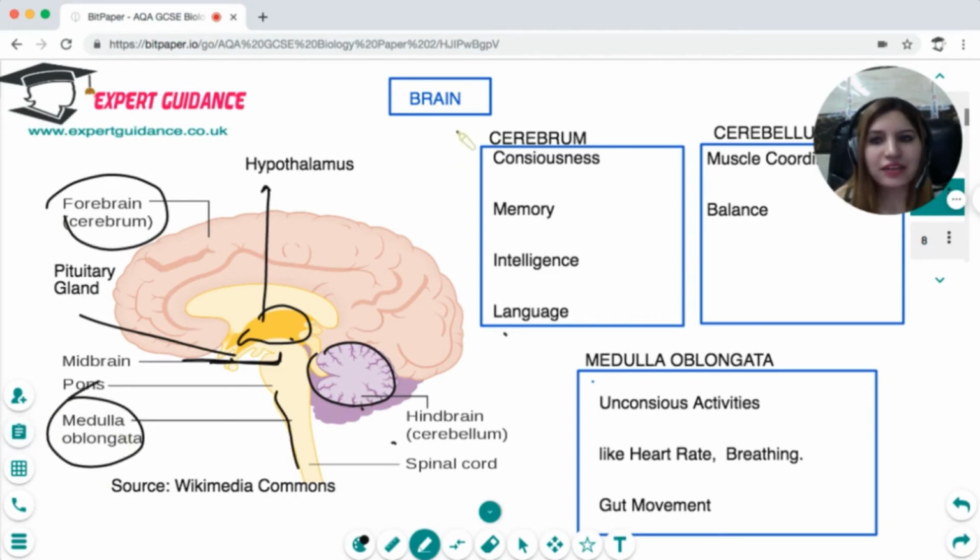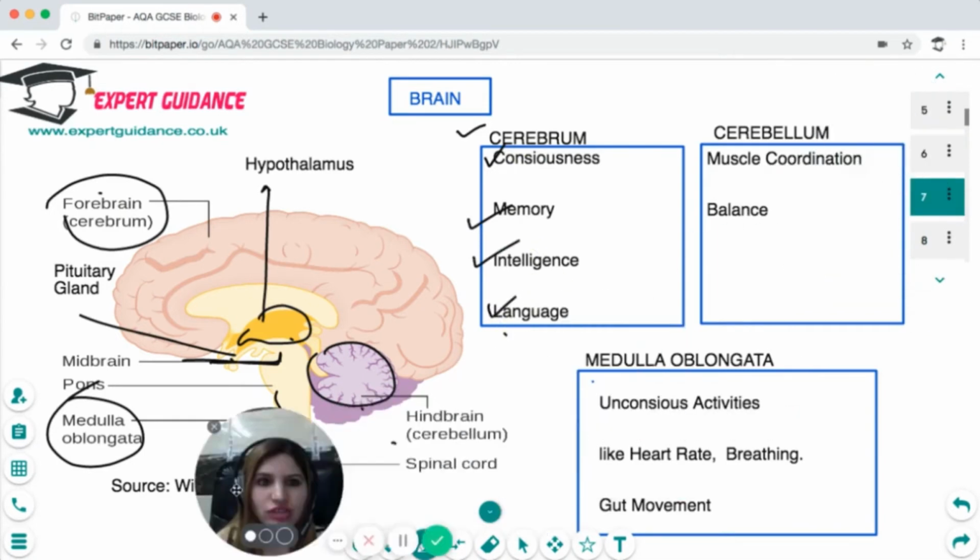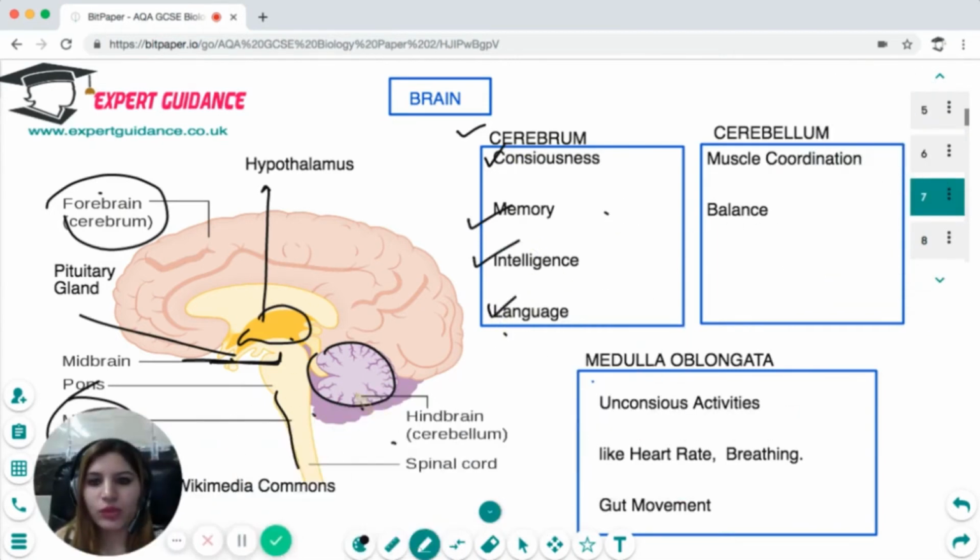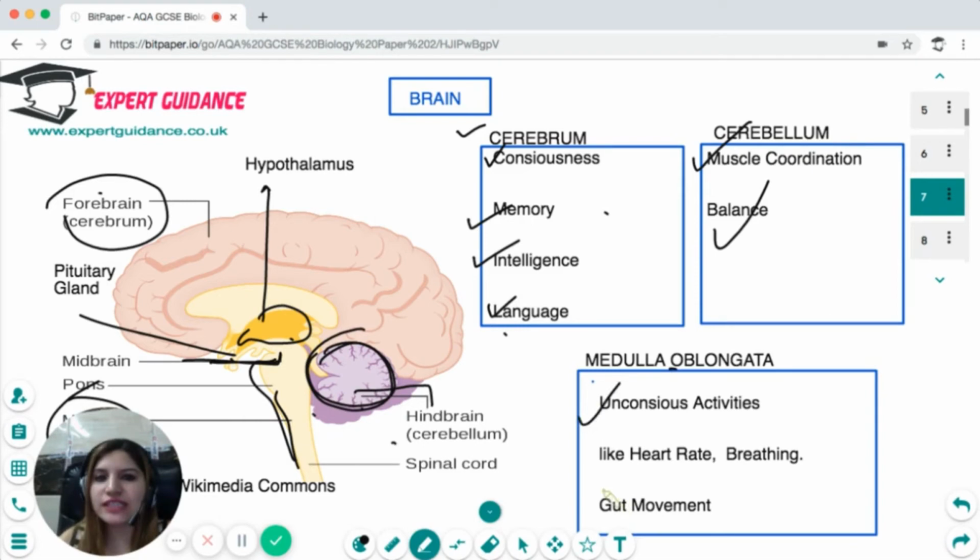Now the cerebrum, which is your forebrain, is responsible for your consciousness, memory, intelligence, and the language. The cerebellum, which is the hindbrain here, which is a round circle, it is responsible for muscle coordination and balance. And this long stalk, which is the medulla oblongata, is responsible for unconscious activities like the heart rate, the breathing rate, and the gut movement. So you should know the labeling of each of these parts along with the function.